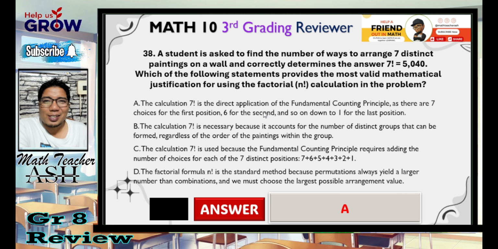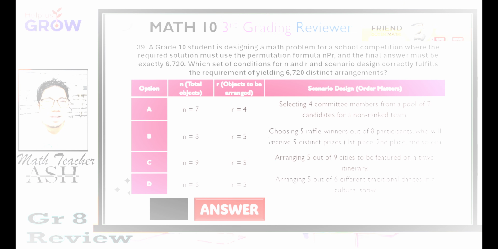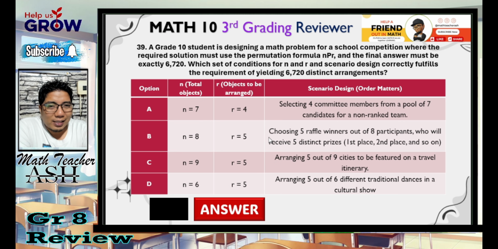Alright, now let us go to question number 39. A grade 10 student is designing a math problem for a school competition where the required solution must use the permutation formula of P of n and r, and the final answer must be exactly 6,720. Which set of conditions for n and r and scenario design correctly fulfills the requirement of yielding 6,720 distinct arrangements?